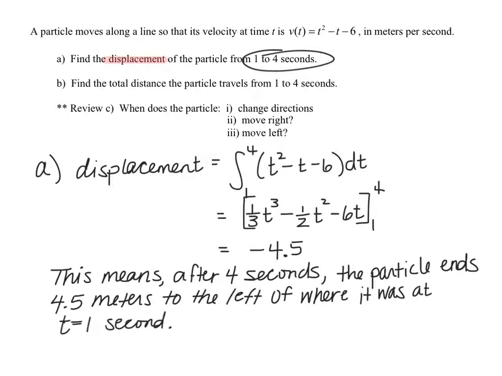Next, let's find the total distance the particle travels from 1 to 4 seconds. So total distance is going to be different than displacement, because now we want to count all of the distances traveled both to the right and to the left. We want to count all of those distances as essentially positive distance. So this means that we're not going to be integrating the velocity function, but rather the absolute value of the velocity function.